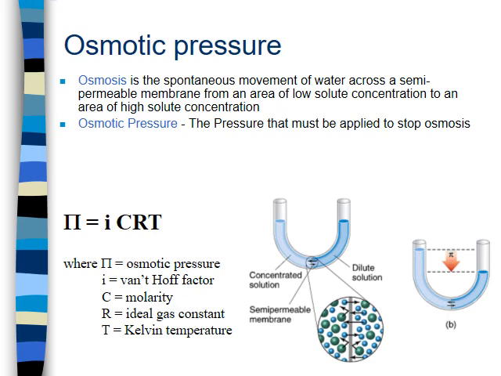The final colligative property is called osmotic pressure. It's one that you might be familiar with from your biology class. When you have a solution separated from another solution or separated from pure solvent by what's called a semi-permeable membrane, you have a situation where osmotic pressure is going to be created. Osmosis, you remember, is the movement of water across the semi-permeable membrane from an area of low solute concentration to an area of high solute concentration.